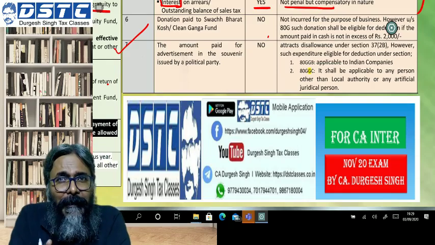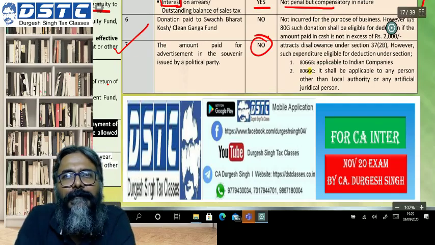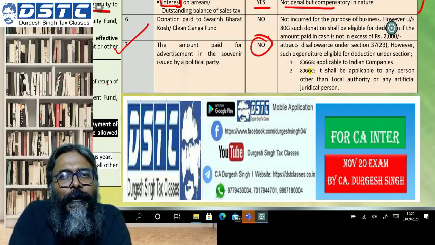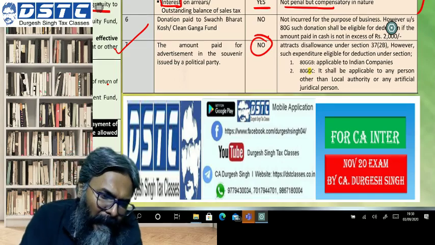And therefore, under the head PGVP, this donation is disallowed. So will it be allowed as deduction? No. Because it is equivalent to a donation given to the political party. So therefore, no deduction would be allowed.